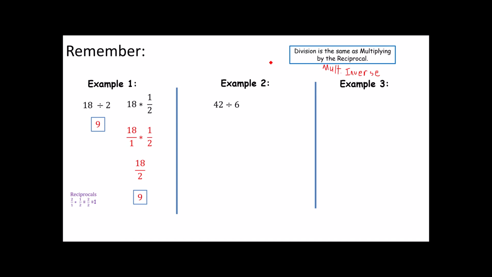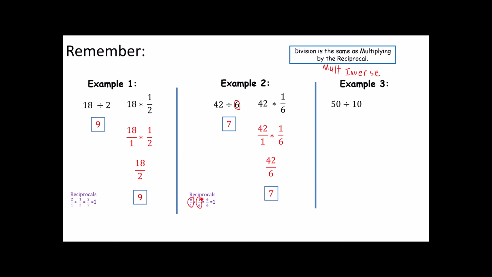Let's look at another example. If I gave you 42 divided by 6, hopefully you have that memorized and you know that that's a 7. If I were to take the 6 and use its multiplicative inverse or its reciprocal, I would rewrite the problem as 42 times the reciprocal, or times 1/6. Notice that 42 is 42 over 1. Multiply the numerators, multiply the denominators, and simplify, you come up with the same solution. That's going to happen because 6 and 1/6 are reciprocals or multiplicative inverses.